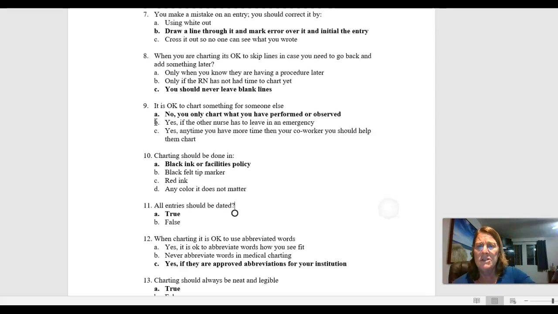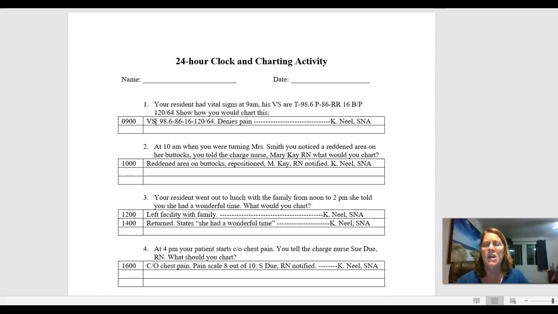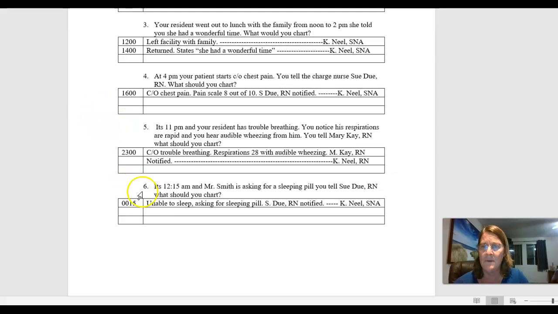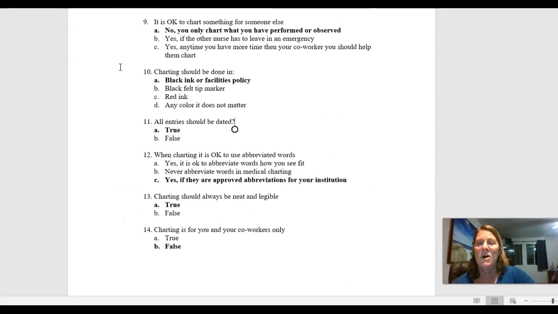Number 11, all entries should be dated. And that is true, but let me go back here and explain what I mean by that. You notice here on this charting example, I put 0900. I didn't put the date in. Normally, on the old style charting like this, they would stamp today's date right here, and then you would make all of your entries under that day. After midnight the new date stamp would come on for the next one. So they are technically dated and then timed. So yes, that is a true question. All entries should be dated.